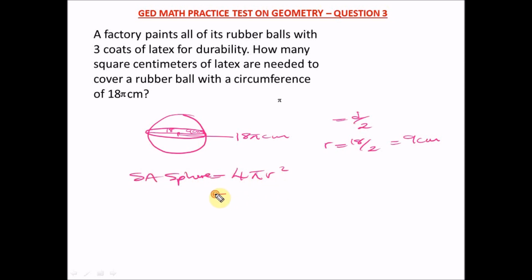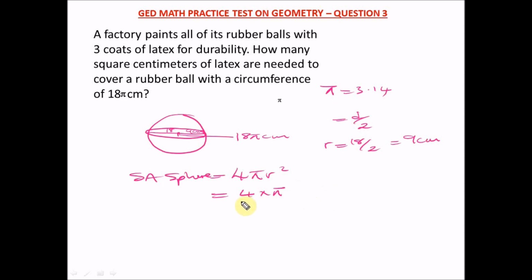Okay, so we have 4 times pi. We're not given the value of pi, so we're going to leave our pi. In some questions, they're going to say take your pi as 3.14. But when you're not given the value of pi, just leave your pi that way, because in your options you're going to see your pi in the option.